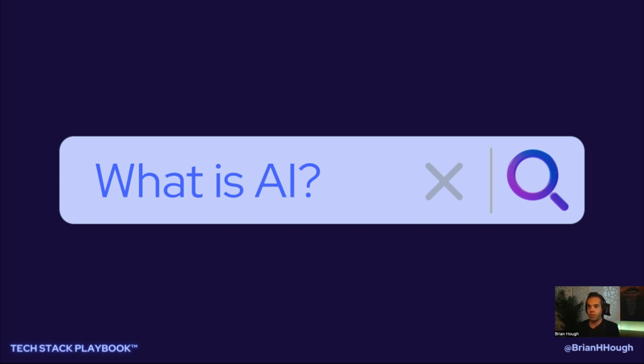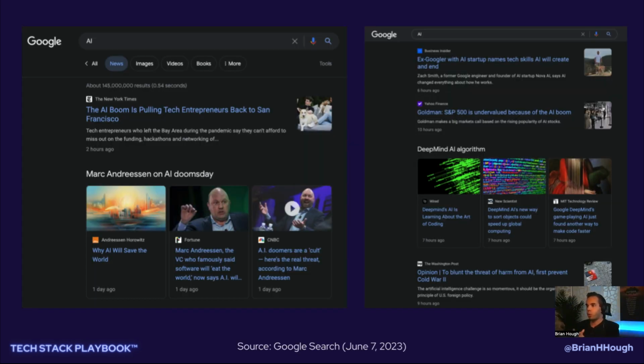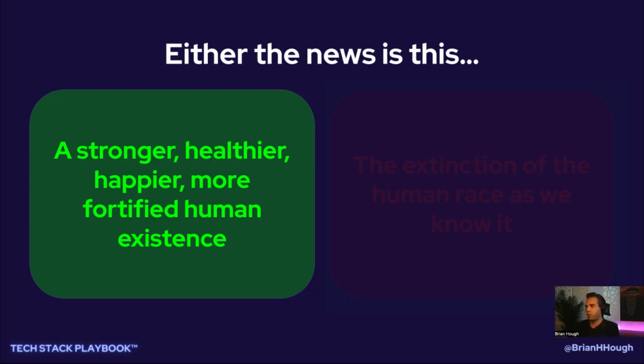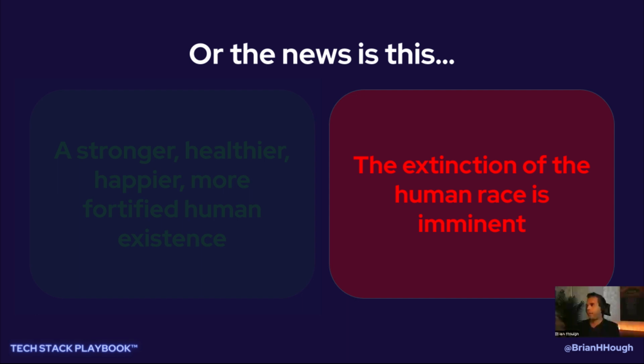And while they do that, I pulled this from Google, and I literally just searched for AI news. And I feel like it's either hit or miss, where will AI save the world? So that was a blog from Andreessen Horowitz, and then CNBC talking about AI doomers, and sort of there's like good and then there's bad, and it really just depends on the day and what you search. And the news, I feel like it's either about a stronger, healthier, happier, more fortified human existence, or it's about the extinction of the human race, and that is very soon.